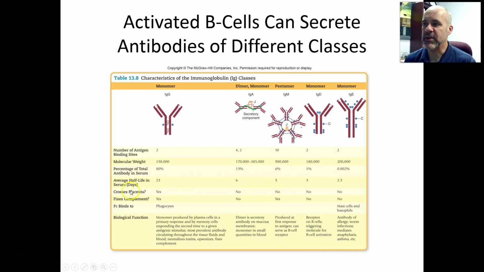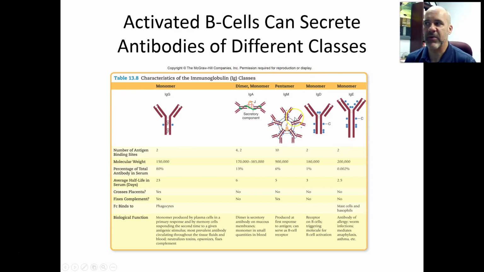IgM antibodies are big, so notice they can't cross the placenta, so they're not going to help a developing embryo or fetus fight off any infections. They do activate the complement, fixes the complement system. And these are the first ones. So we said an activated plasma cell will go through phases where it makes different versions of antibodies that are attached to the same antigen.